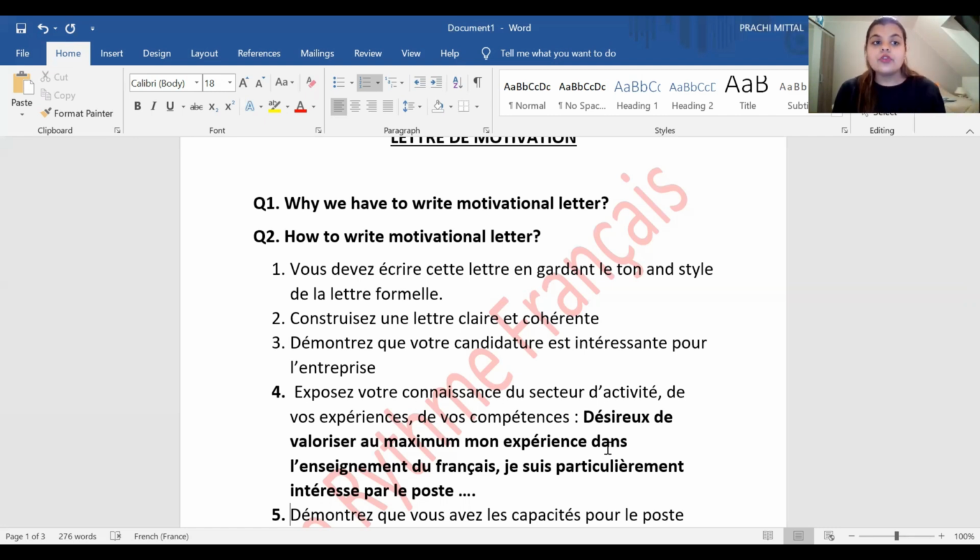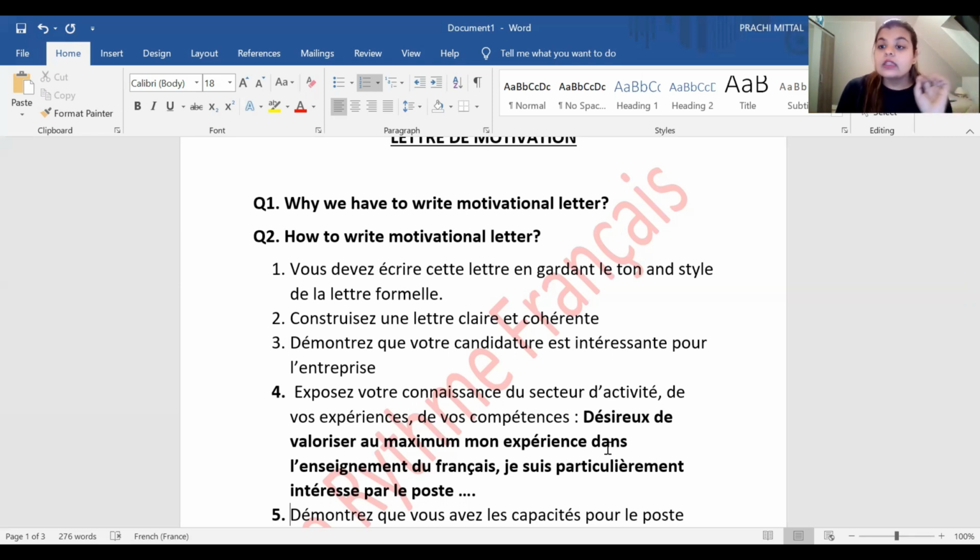Think of it as if you have a company and you have to hire some people. So what qualities will you look for? Please be sure before writing. Next thing, exposez votre connaissance du secteur d'activité, de vos expériences, de vos compétences.